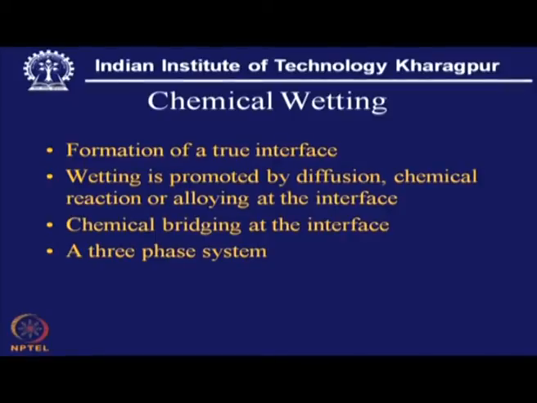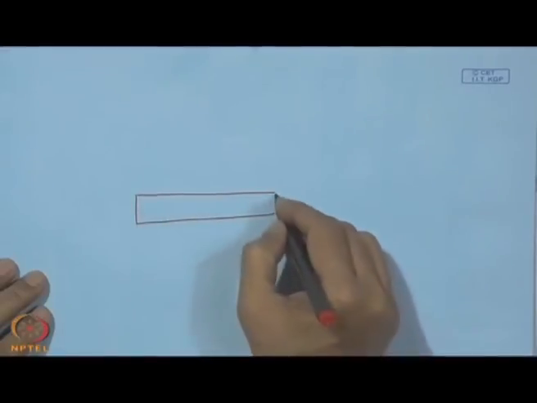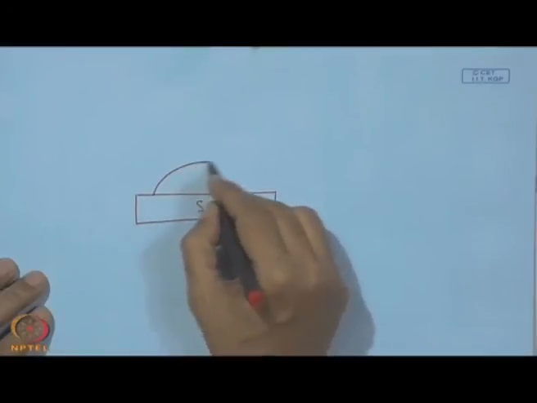Now comes chemical wetting. In chemical wetting also we must have a true interface. However, in this case it is not only van der Waals force of attraction that promotes wetting, but more importantly it is the diffusion across that boundary. That means, this is the solid and here we have the liquid.